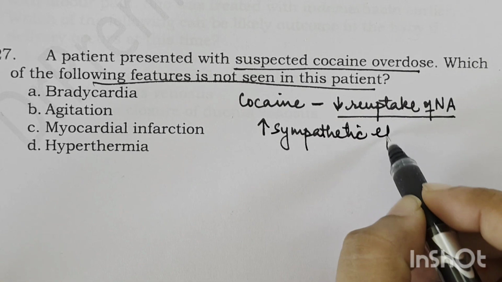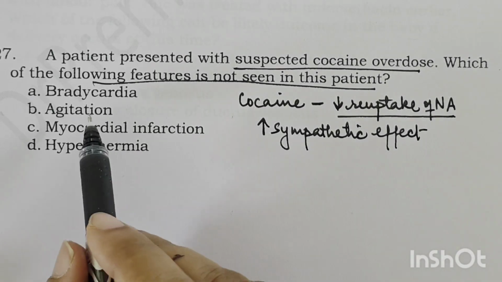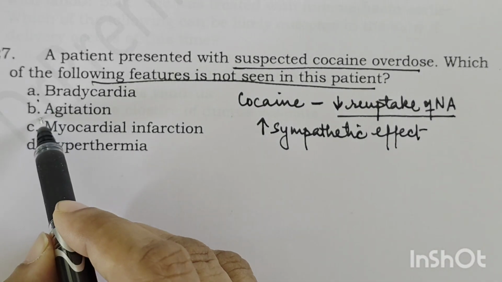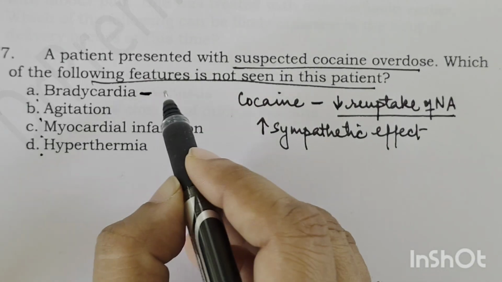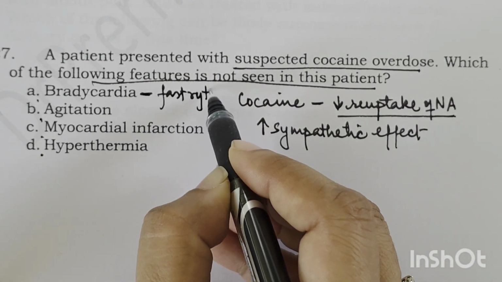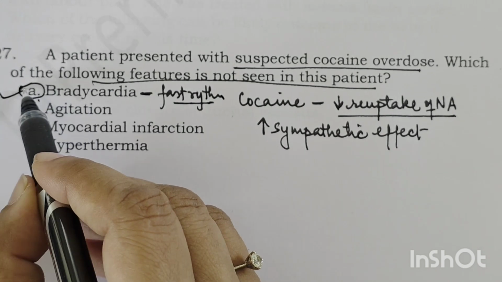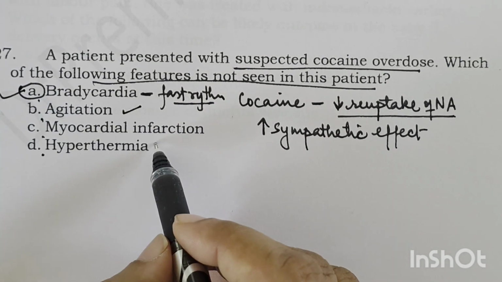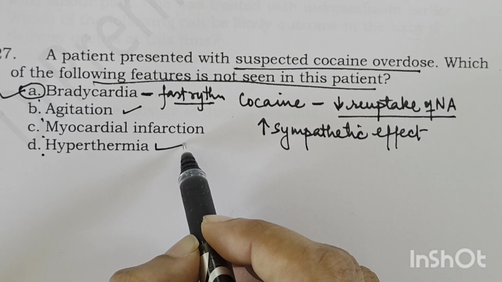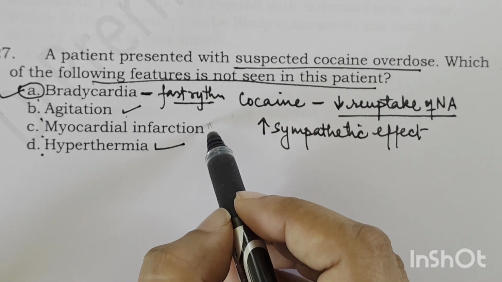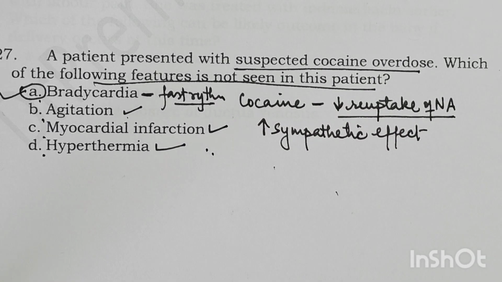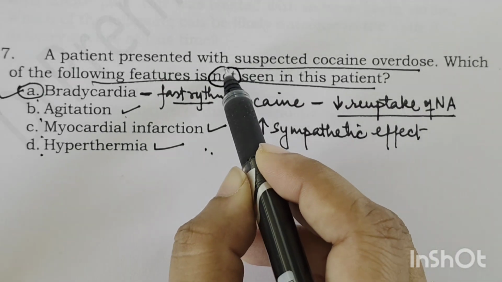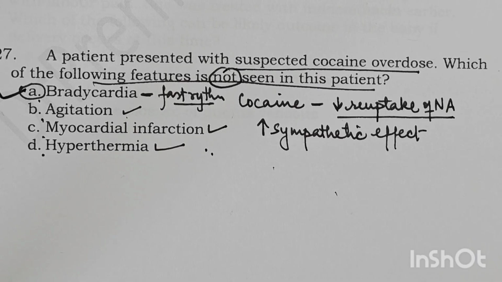So what is the feature not seen? Sympathetic effect. Now what are the options? Bradycardia, agitation, hyperthermia. Cocaine will result in an abnormally fast rhythm, so bradycardia is the right answer. Agitation it will cause, and hyperthermia because there is stimulation, increased muscular activity, and psychological symptoms. Myocardial infarction can be precipitated, acute respiratory failure, stroke, sudden hemorrhage. So many things can be precipitated by cocaine poisoning. Because they are asking what is not seen, the correct option is bradycardia, right?